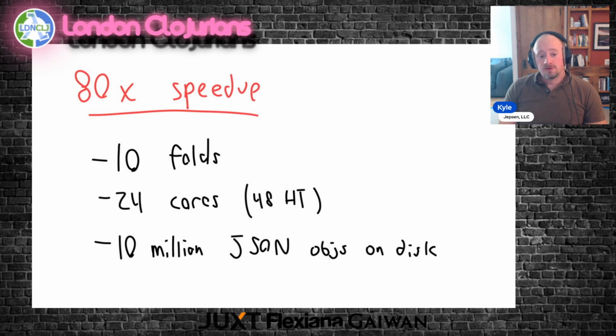Practically speaking, reducing with 10 folds on a 24 physical core, 48-way box over 10 million JSON operations on disk, I see about an 80x performance improvement versus the sort of traditional, linear reductions. So these techniques combined can buy us a huge improvement in real-world performance.